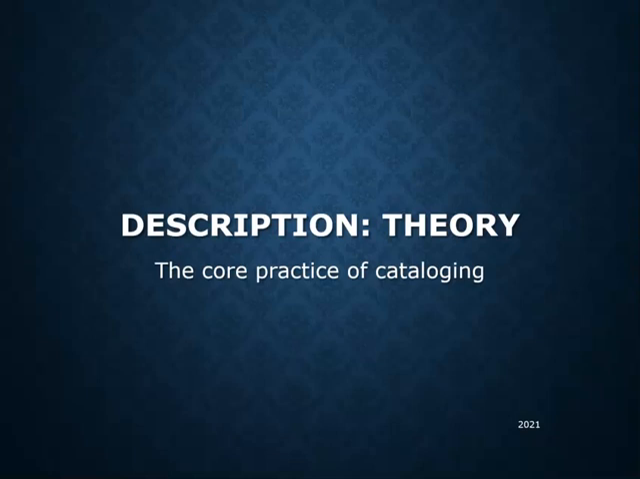Now that I've covered a lot of the basics, let's look at the theory of description and how it relates to traditional library cataloging. The purpose of descriptive cataloging is to create a description of a resource using basic bibliographic information to uniquely identify it. Descriptive cataloging is guided by a set of rules or guidelines that identifies data in a standardized way.